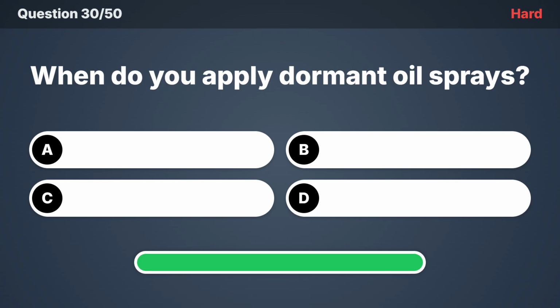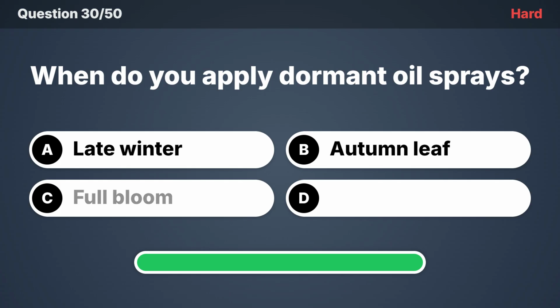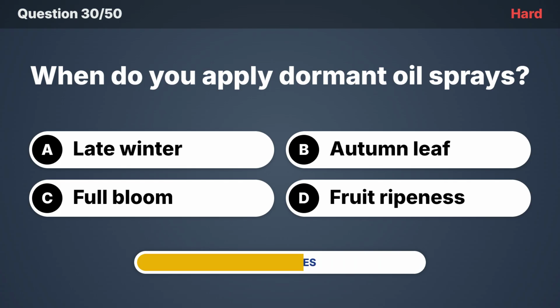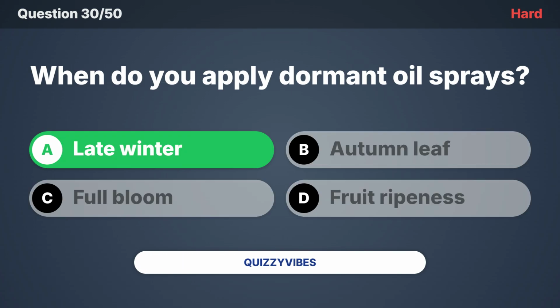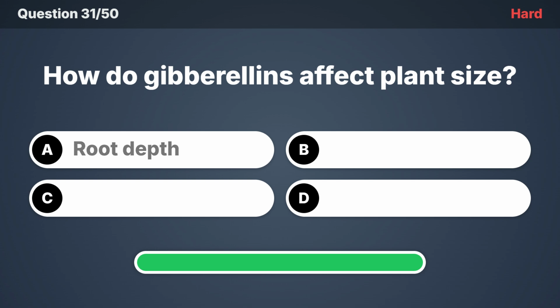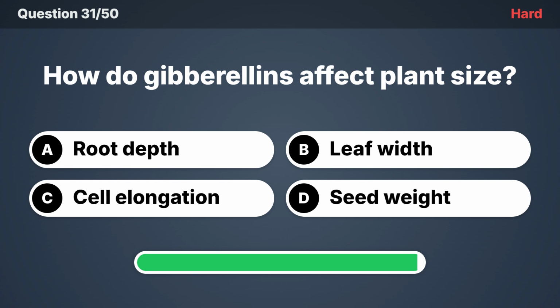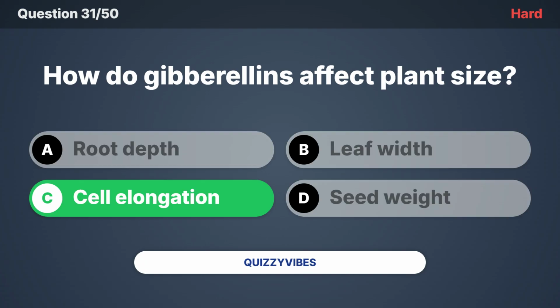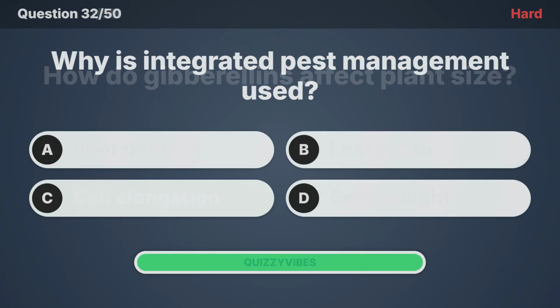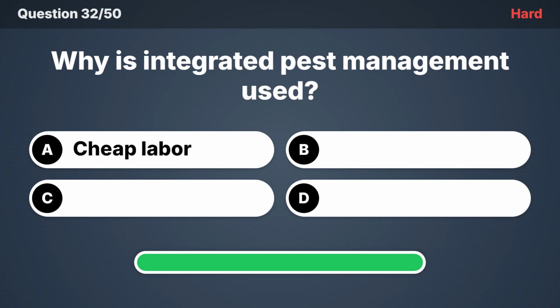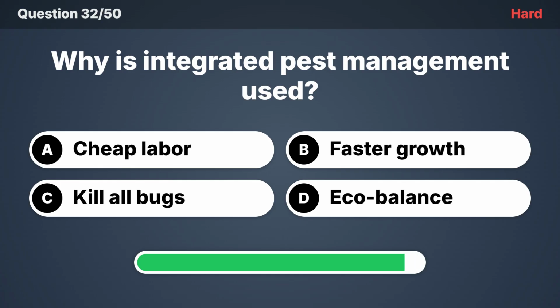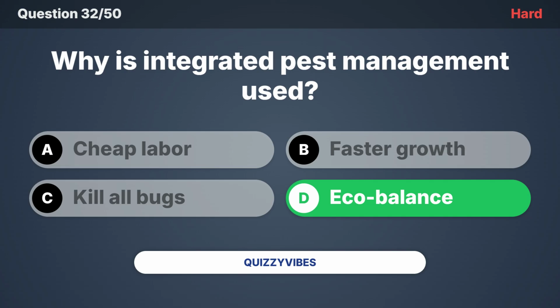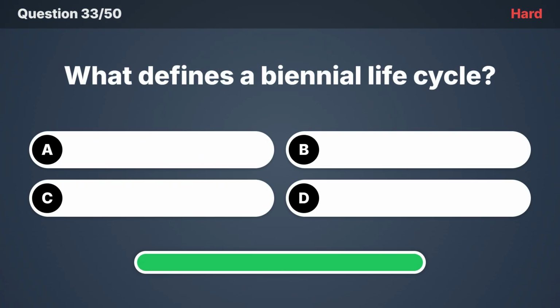When do you apply dormant oil sprays? The answer is late winter. How do gibberellins affect plant size? Here is the answer. Cell elongation. Why is integrated pest management used? Answer, ecobalance. What defines a biennial life cycle?